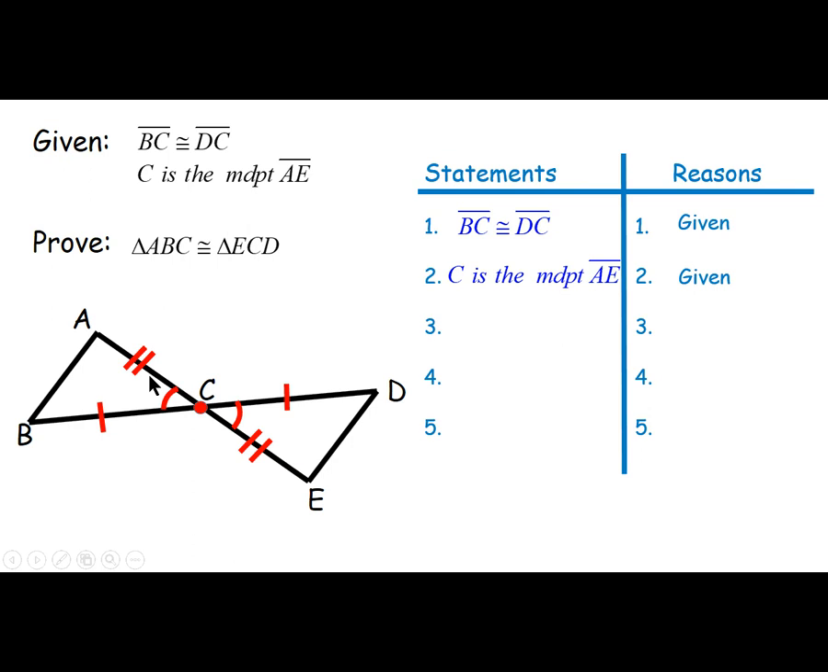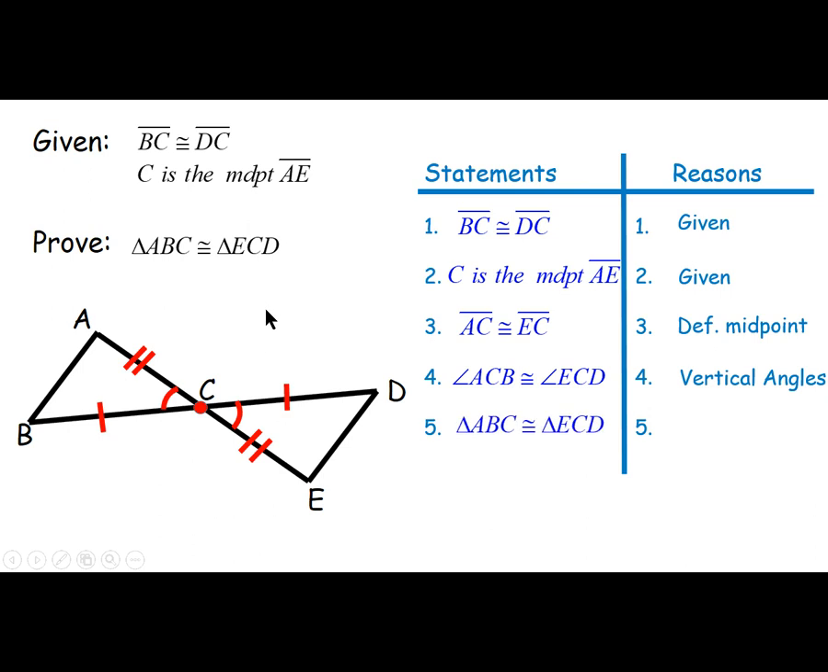So the next thing we can say is that if C is the midpoint of AE, then AC and EC, those are the marks we put in there, those two segments are congruent. And the reason for that is going to be the definition of a midpoint. If we're told something's a midpoint, then we know the two halves are congruent. That's the definition of a midpoint. Finally, to finish off the proof, the next thing we included is that these two angles are congruent. What's the reason for that? Those are vertical angles. And finally, we can tell our two triangles are congruent, and that's what we're trying to prove up here. So our two triangles are congruent, and the reason for that is side, angle, side.